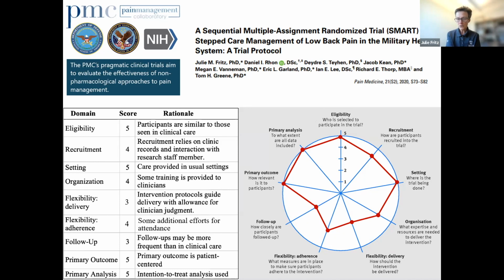The other domain where we scored a 3, which is less pragmatic, is flexibility in the delivery of the intervention. Again, I mentioned this, but we protocolized our interventions to a point to guide the delivery, to be able to promote replicability of what we were doing. That's a less pragmatic approach than just leaving complete provider discretion as the way we delivered care.